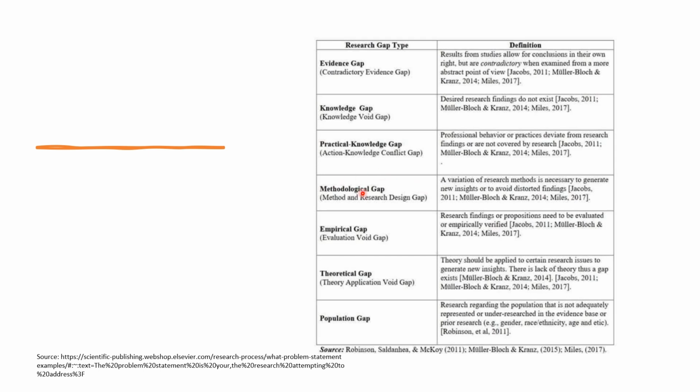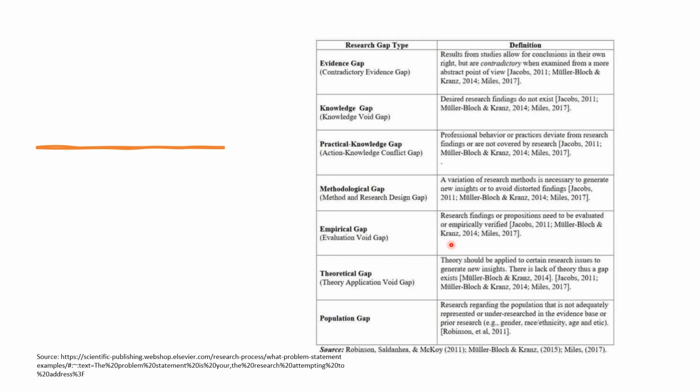Another research gap type is the empirical gap. This happens when research findings or propositions need to be evaluated or empirically verified. So there are already research findings or results, or theories, and you want to validate these theories, results, or findings. This gives us the empirical gap, and this is another opportunity for us to do research.